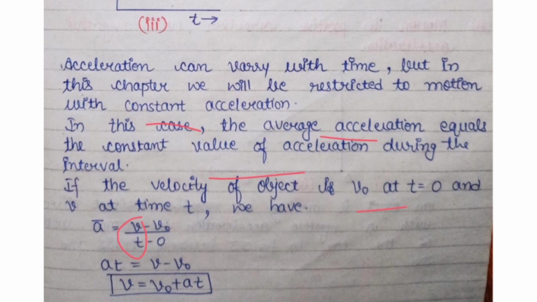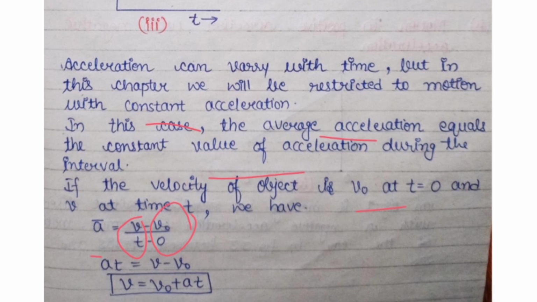Here v is the final velocity at time t, and v0 is the initial velocity at time t equals 0 seconds. Just cross multiply the equation, we get a bar t equals v minus v naught. Then the final equation is: final velocity is equal to initial velocity plus acceleration into time.